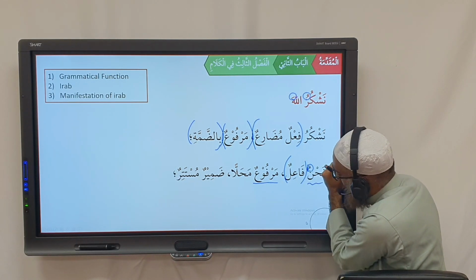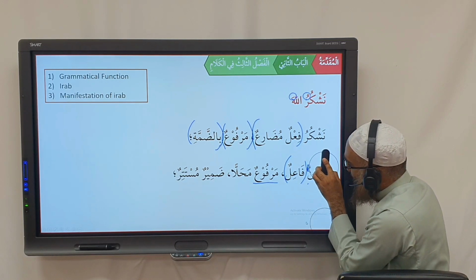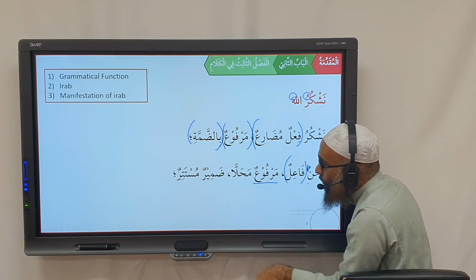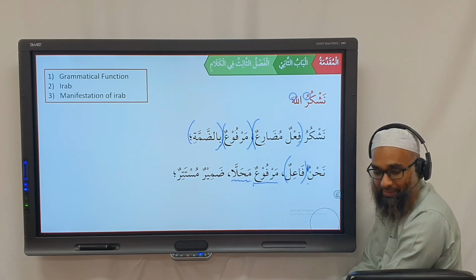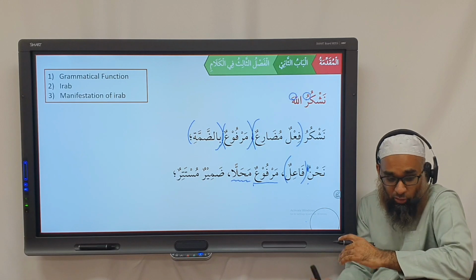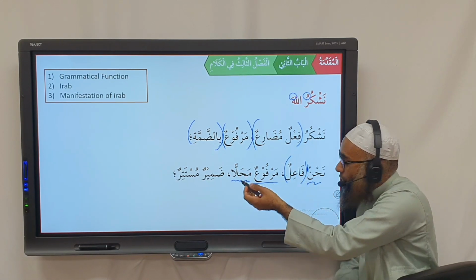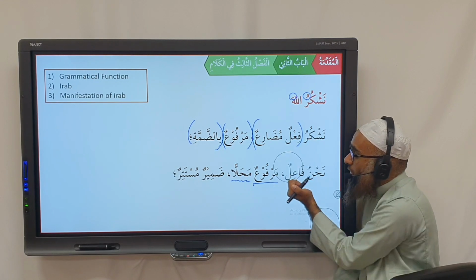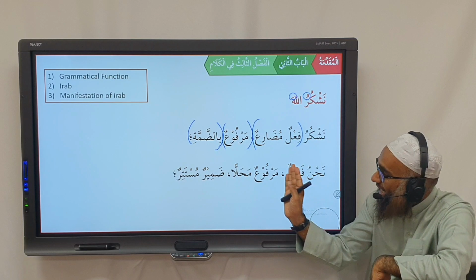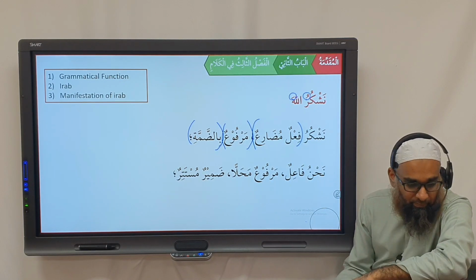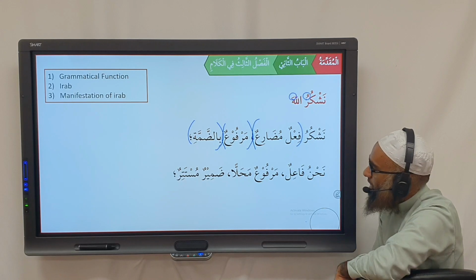Remember Arab mahalli from the Sugra? So this Arab of this is what? You say marfu'un, but how is it marfu'? Mahallan, meaning it's a marfu' slot. It's not marfu' with any alama. We just say, because it is a fa'il, it is marfu', but there's no Arab, no sign to denote the marfu'. It's just marfu' in a slot. So you say marfu'un mahallan. And it's a zamir mustatir.